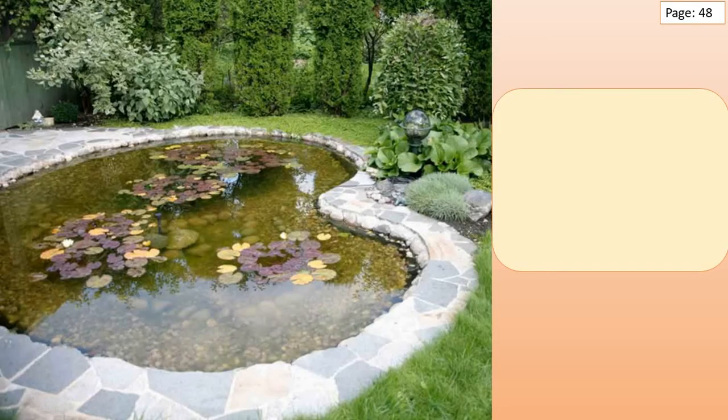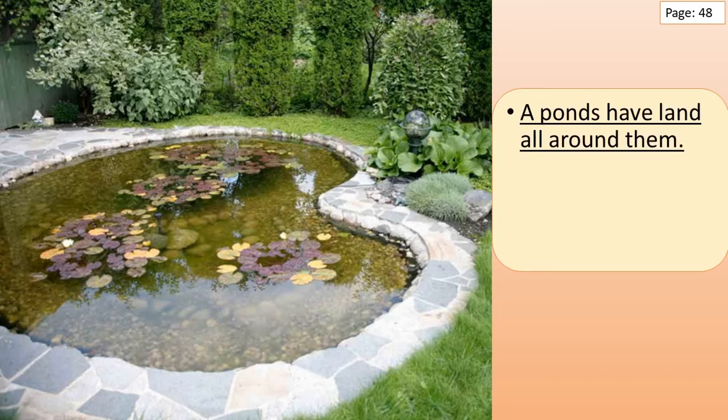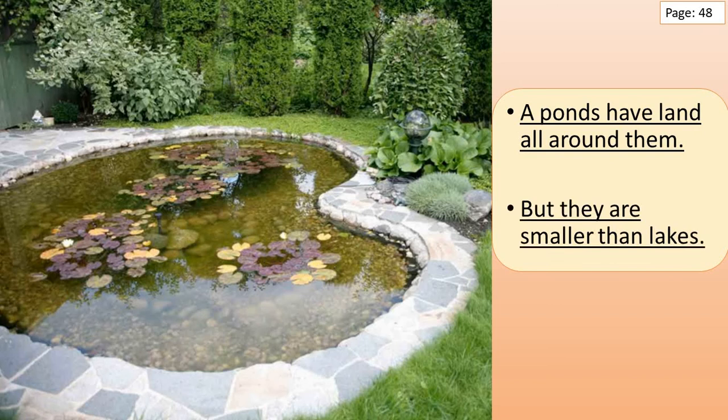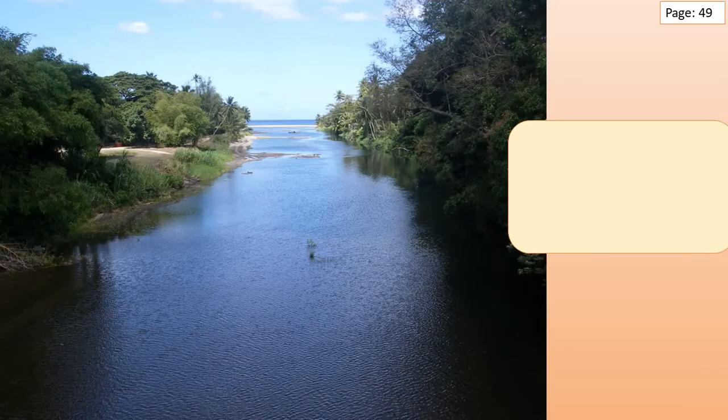Okay, what about this picture? Here we have another body of water. What do you think this is called? It's not an ocean. It's not a lake. It's called a pond. A pond also has land all around it, but it's very small. It's smaller than a lake. So the question now is, how are ponds and lakes similar? They both have land all around them, but ponds are smaller than lakes, right?